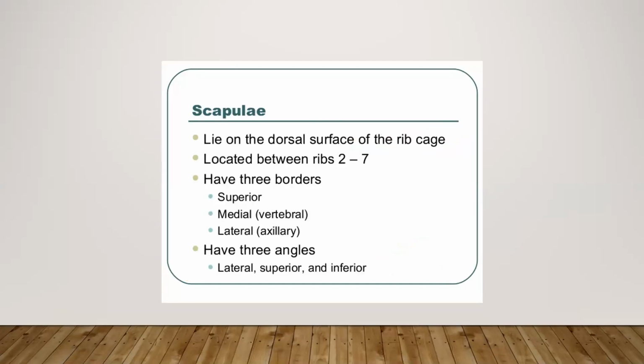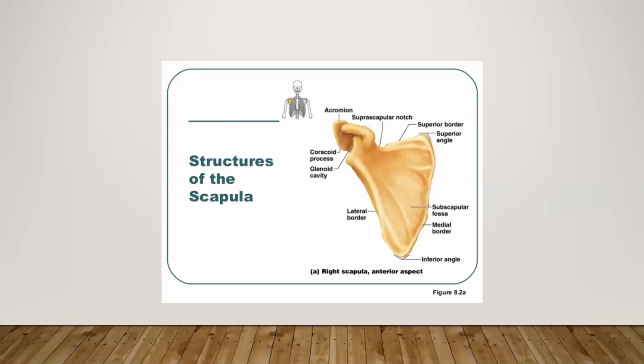Scapula. Now, the scapula lies on the dorsal surface of the rib cage, located between ribs 2 to 7. It has borders: superior border, and we see medial and lateral. We have three angles: lateral, superior and inferior. This is the structure of the scapula. This is the lateral border, this is the medial border, this is the inferior angle, and this is the superior border and superior angle.